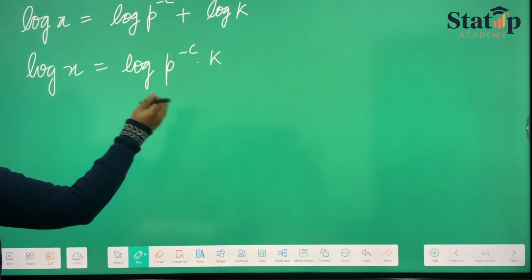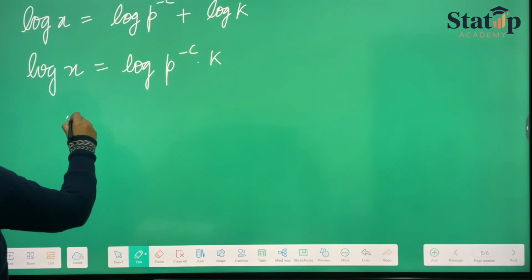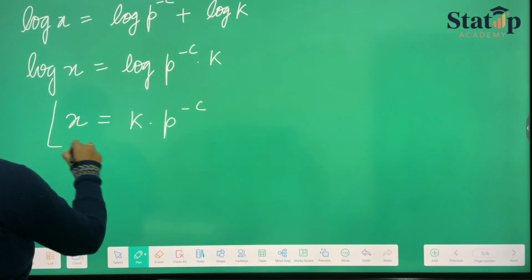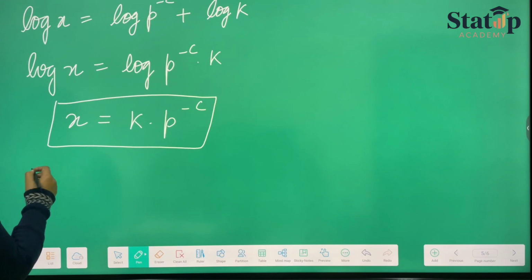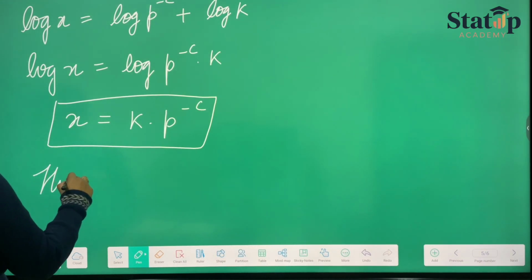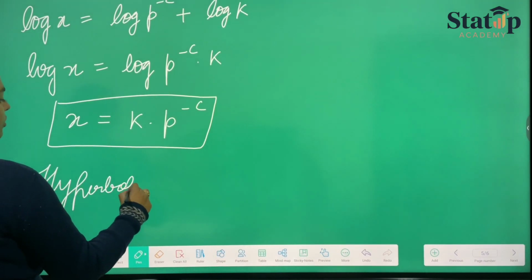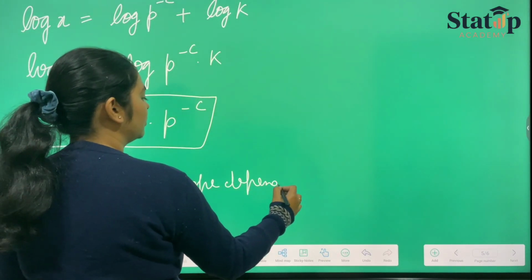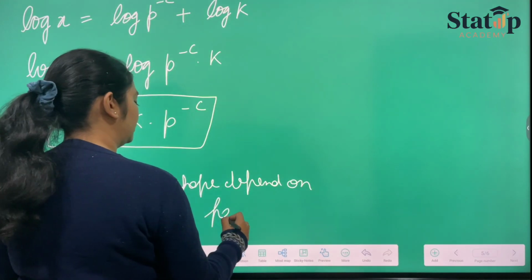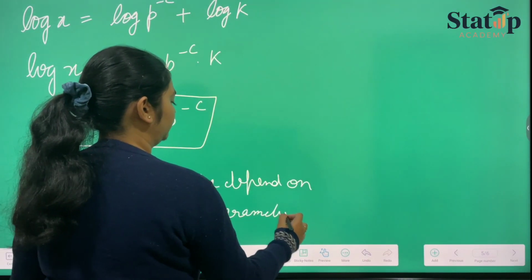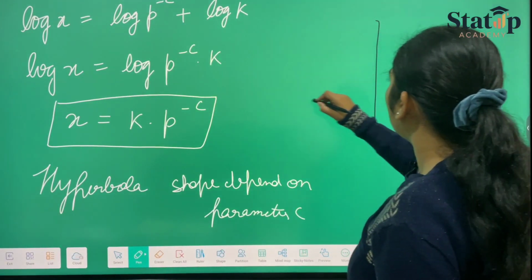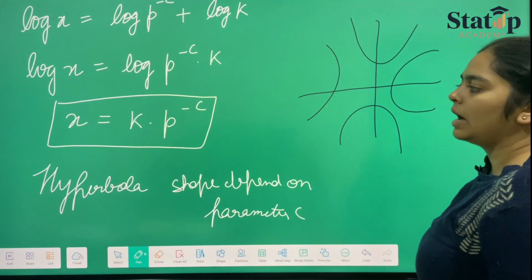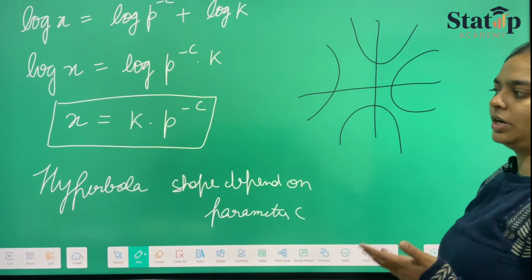Now antilog, if we put antilog on both sides, log and log gets cancelled, and we will be getting x equals to k into p raised to the power minus c, which is an equation of hyperbola and whose shapes depend on the parameter c. And I've told you before, hyperbola is this. These are the hyperbolas having different equations according to their shapes.